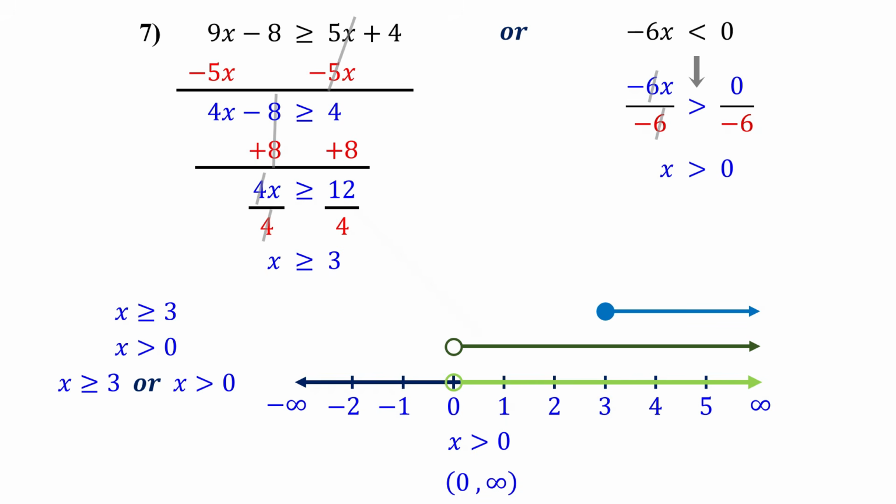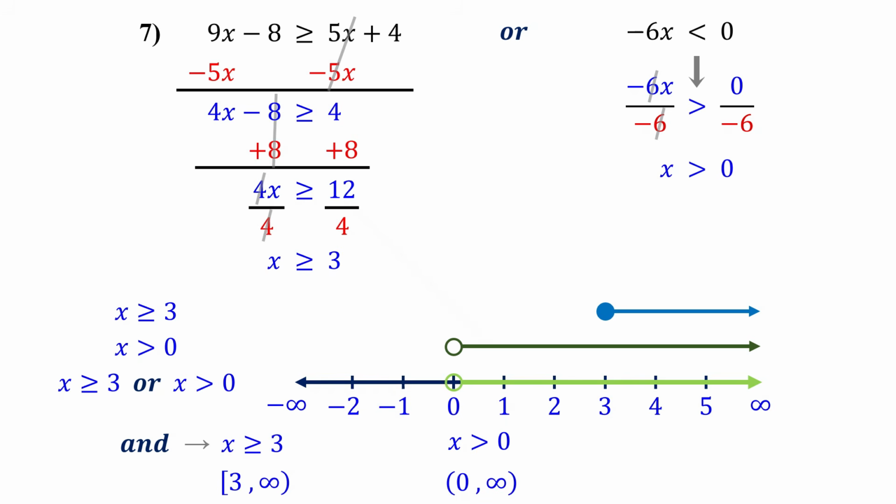For an AND inequality, the solution is the overlap region, right? So where do these two graphs overlap? They overlap starting at 3 and going to the right. So for an AND version, the solution would be all numbers greater than or equal to 3.